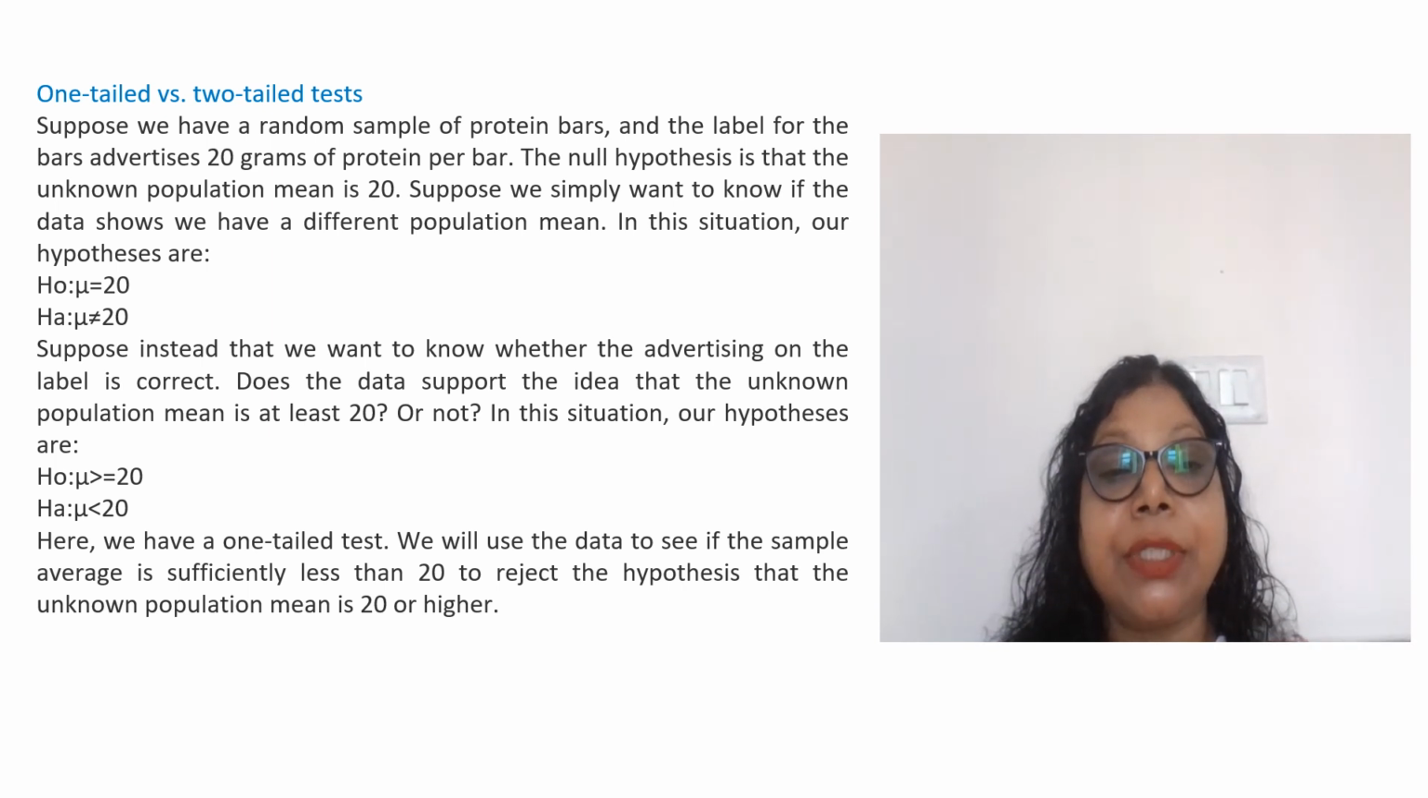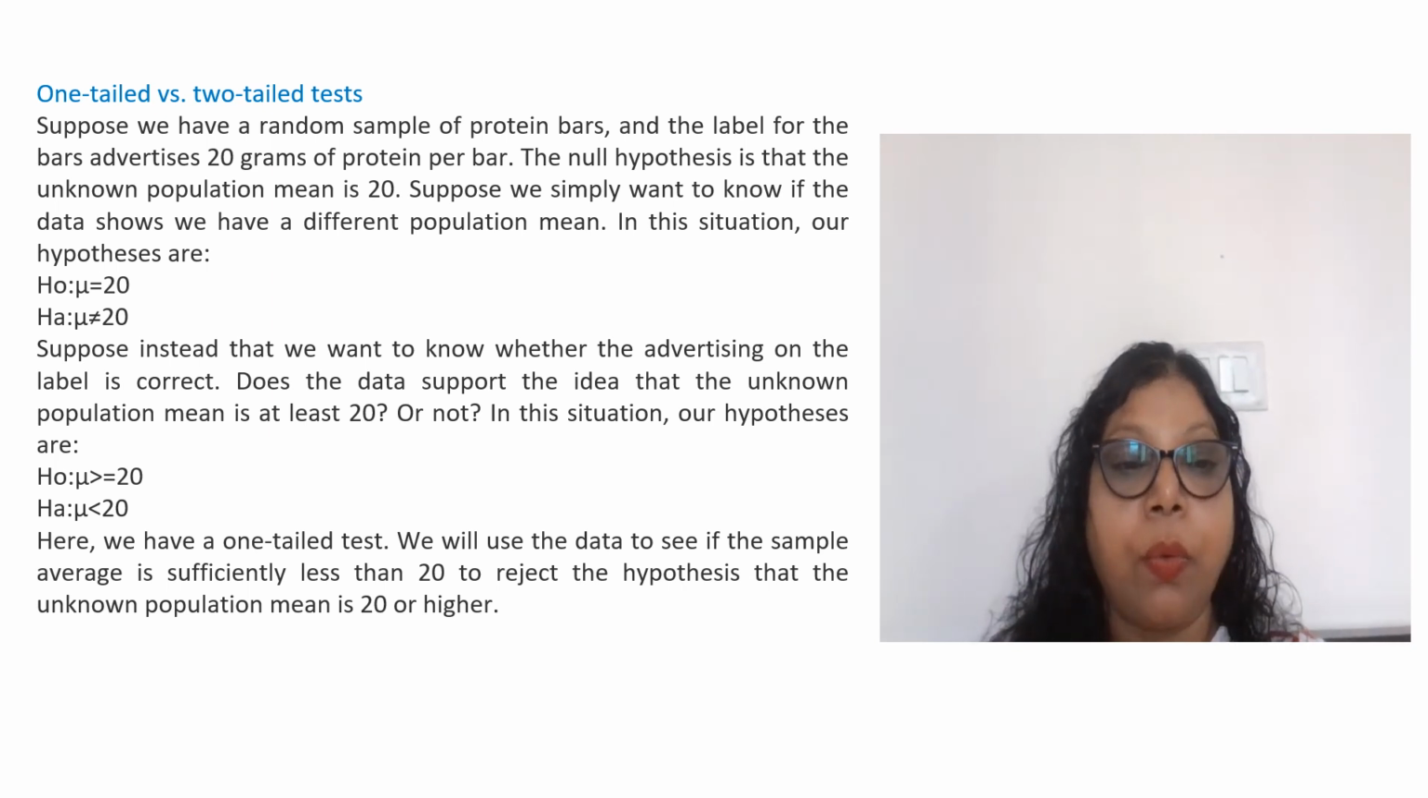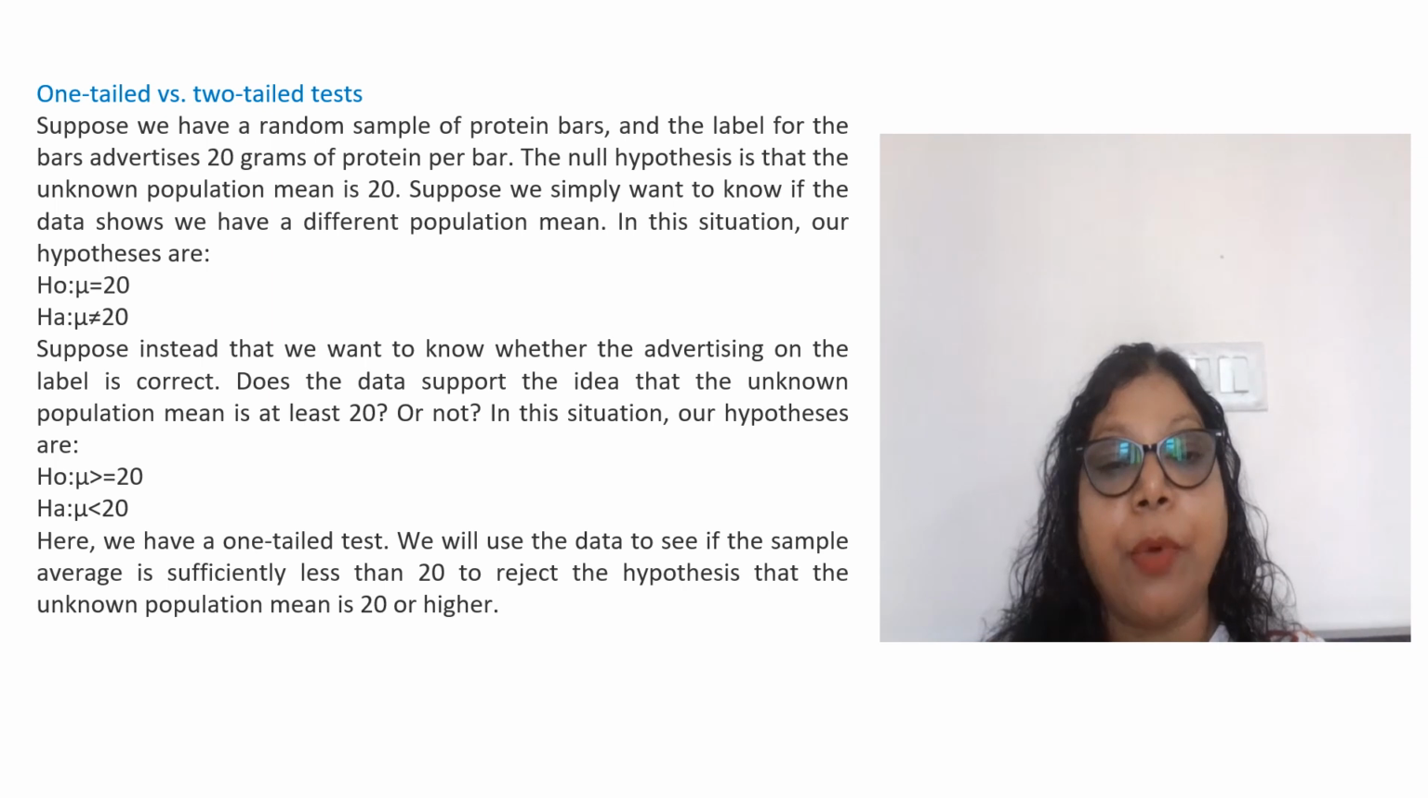We will use the data to see if the sample average differs sufficiently from 20, that is either higher or lower, to conclude that the unknown population mean is different from 20.